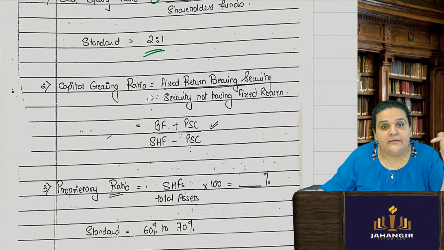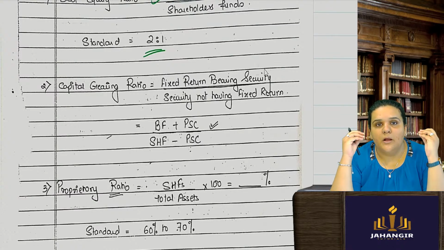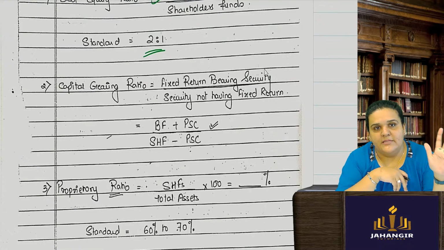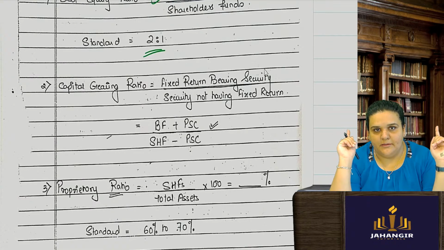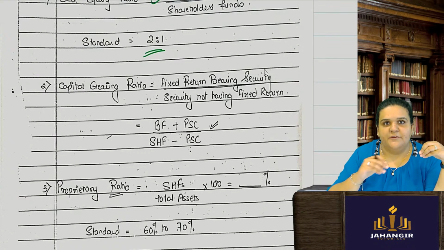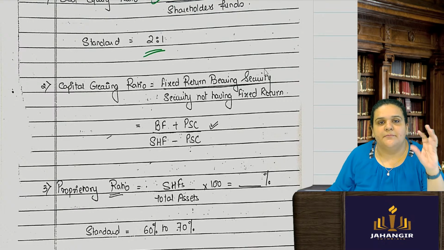Right? Capital gearing ratio. Fixed return bearing securities. Fixed return bearing securities means those funds in which you have to compulsorily pay either interest or dividend. So there are only two types, no? One is borrowed funds on which you pay interest, loan, debentures, and one is preference share capital. They are fixed return bearing securities. Divide by securities not having fixed return. Which are those securities? All the types of shareholders funds apart from preference share capital. So all the types of equity share capital, reserves and surplus, etc.